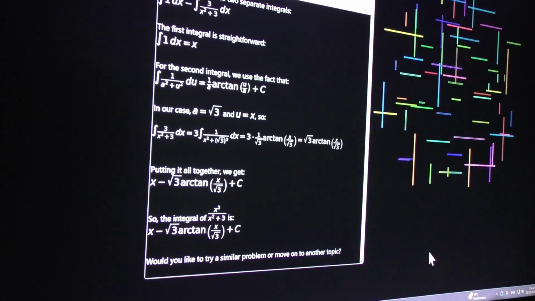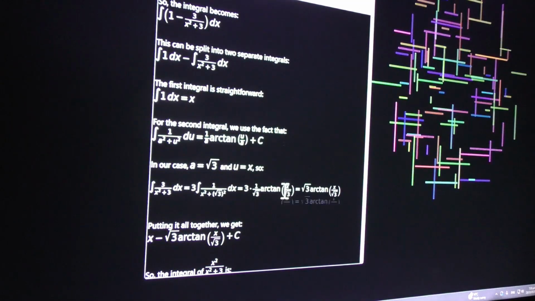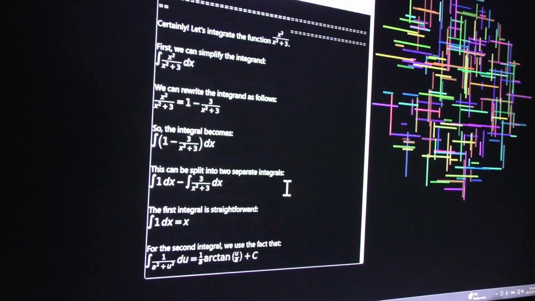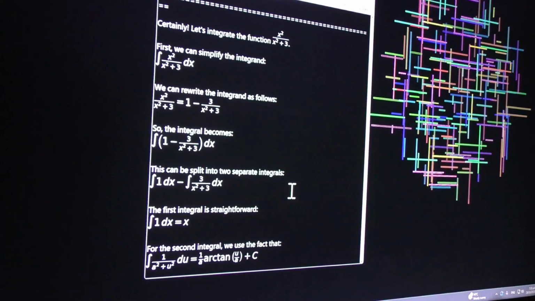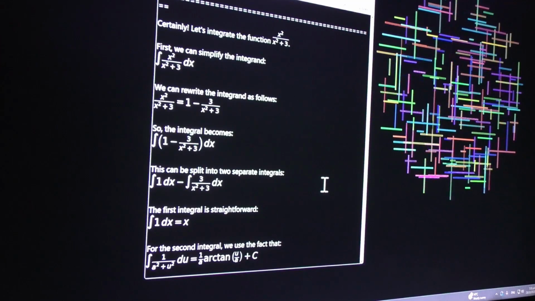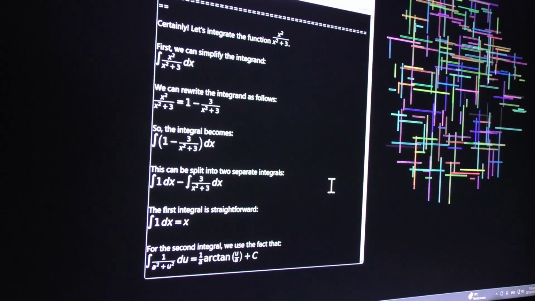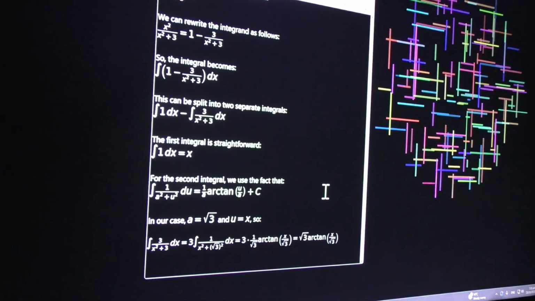Certainly. Let's integrate the function x squared over x squared plus 3. First, we can simplify the integrand, integral of x squared over x squared plus 3 dx. We can rewrite the integrand as follows: x squared over x squared plus 3 equals 1 minus 3 over x squared plus 3. So, the integral becomes the integral of 1 minus 3 over x squared plus 3 dx.